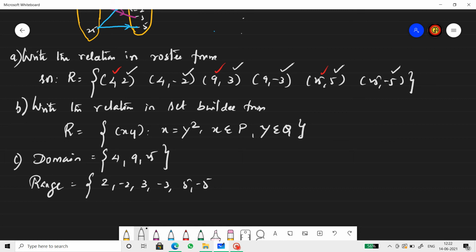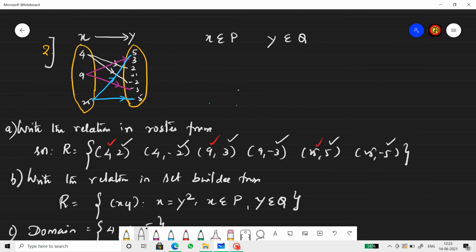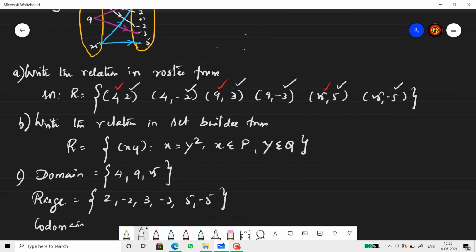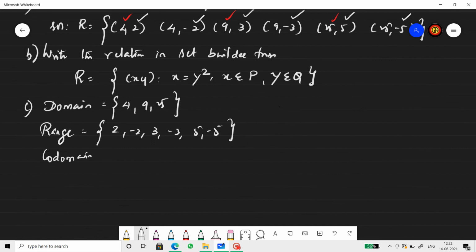This is the range elements. Now what is the codomain here? Well, the range value belongs to which set? Look at the arrow diagram. The range are the y values. Y belongs to which set? Q set. So range belongs to set Q, which is apparently here the same set.